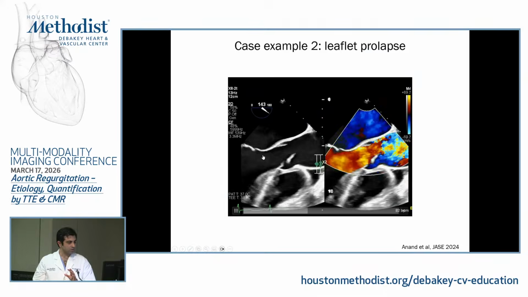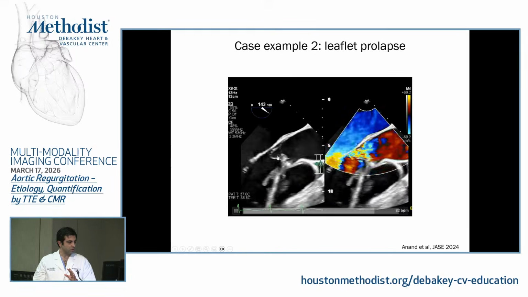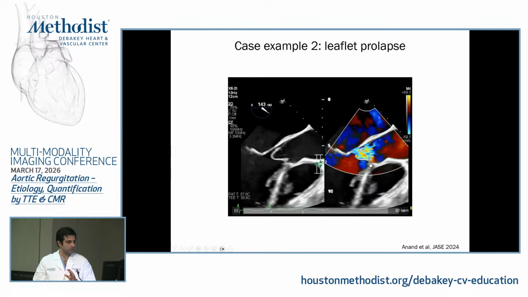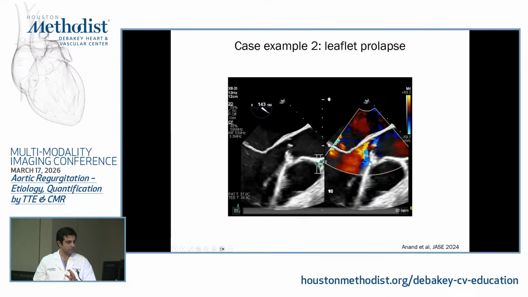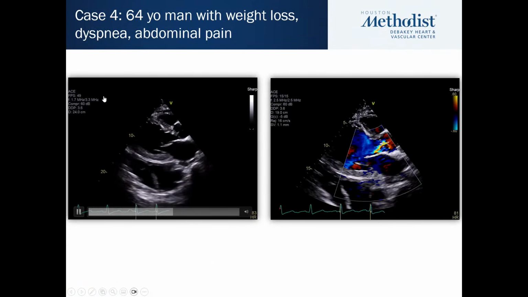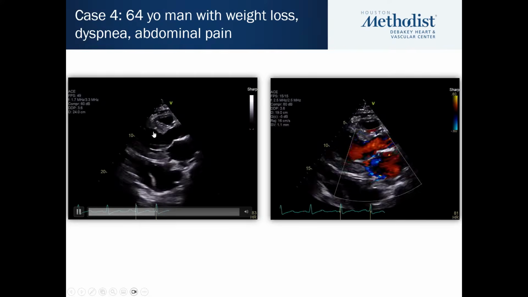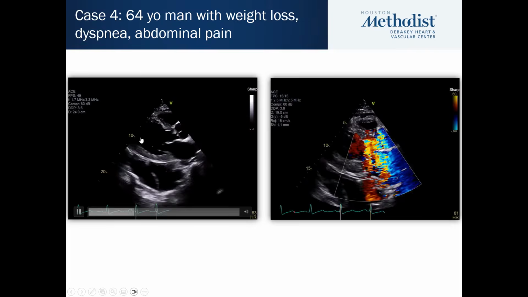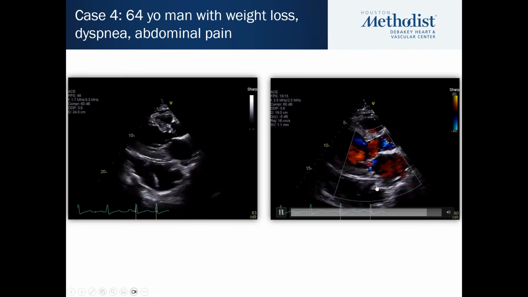Here's another example of prolapse. This is from the literature. Notice huge prolapse of the posterior leaflet without even shifting the baseline. You get a convergence zone and a huge jet. Here's an example of endocarditis. So, a large appearing LV. Same thing, notice that big box.